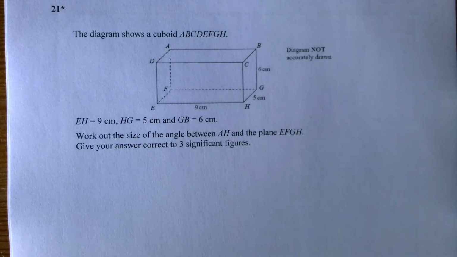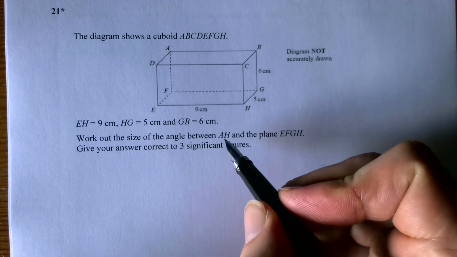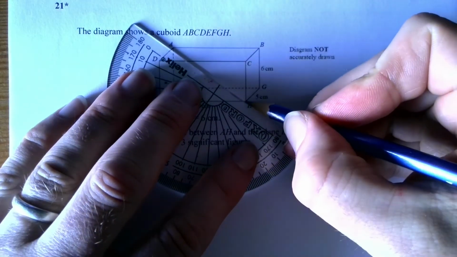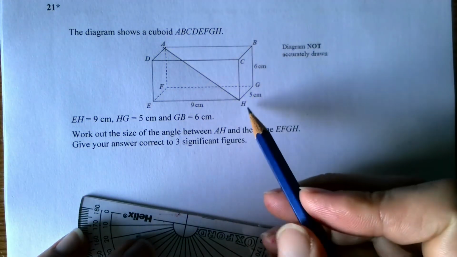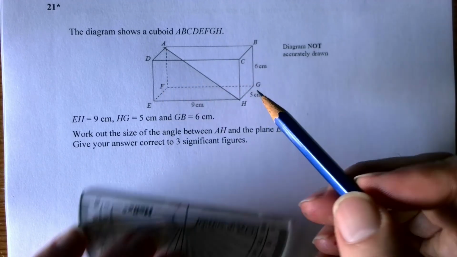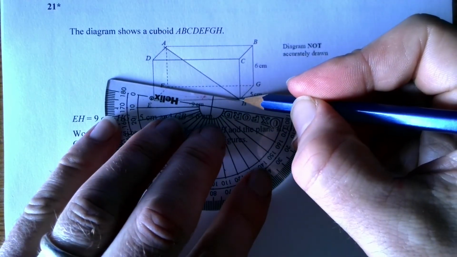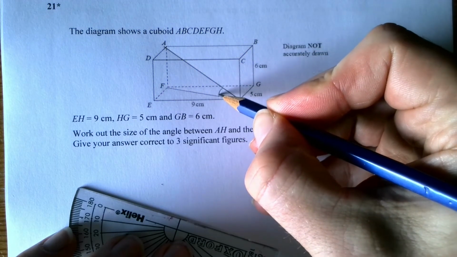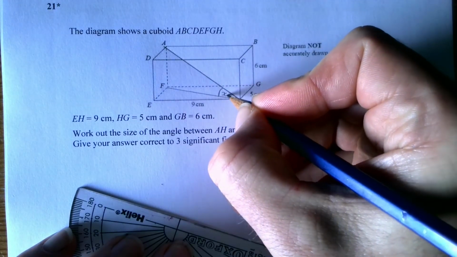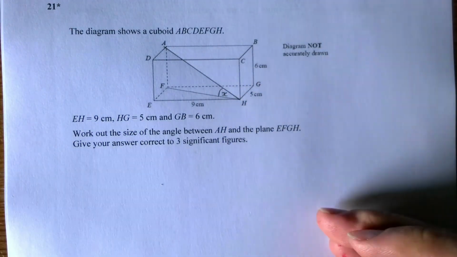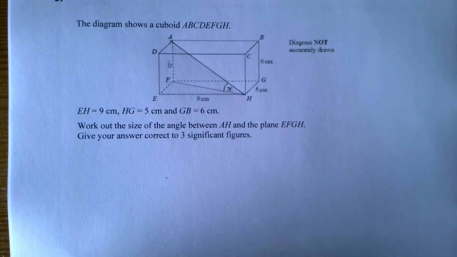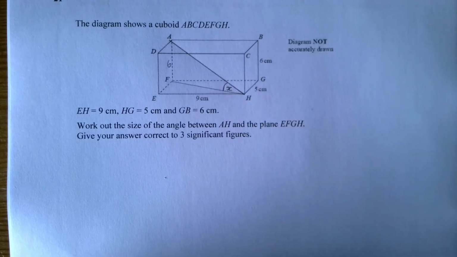Great, so a bit of 3D trig to sort us out. So we want the size of the angle between AH and the plane EFGH. First thing to do is draw in the line AH and the plane EFGH. The easiest way to see that would be to draw a line along there to get your angle of elevation up like that. I'm going to put a little X down there to show that we've identified which one we want. Now I know that that length there is 6, and a big part of doing this, I think, is you're looking at 2D shapes within 3D shapes.